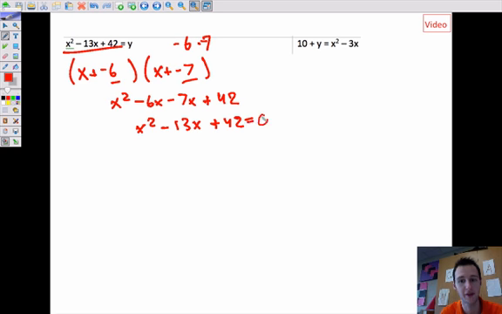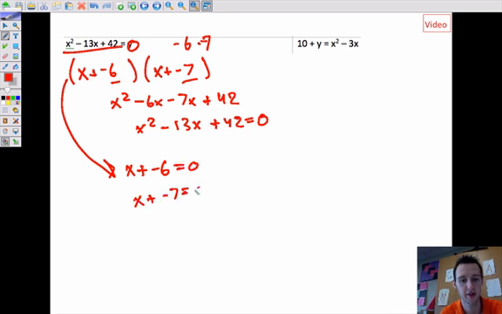So now set this equal to 0. It should have been set equal to 0 to begin with. But now we know that this is our factored form. So apply the zero product property. x plus negative 6 equals 0. x plus negative 7 equals 0. So x equals 6 and x equals 7.